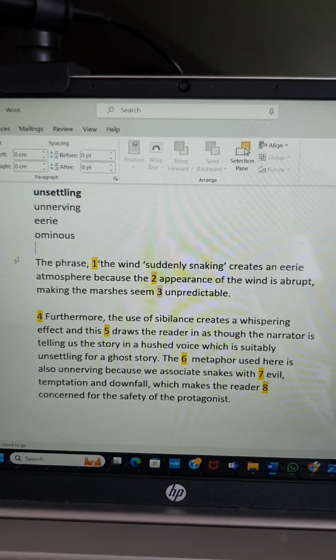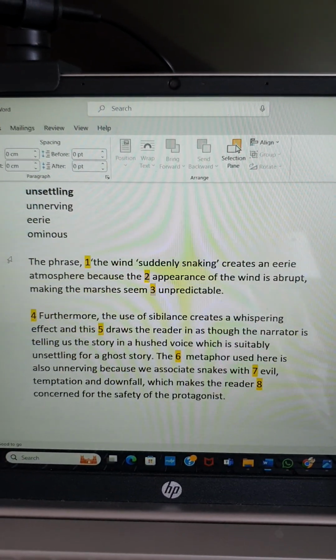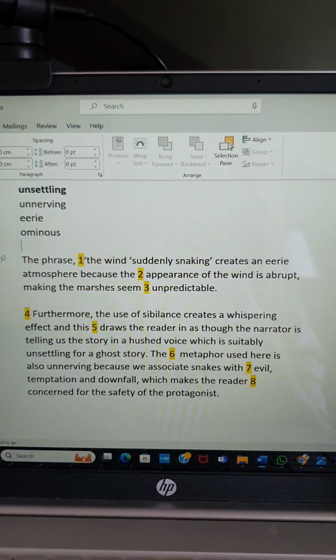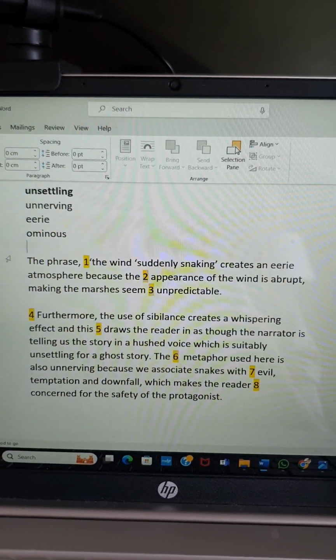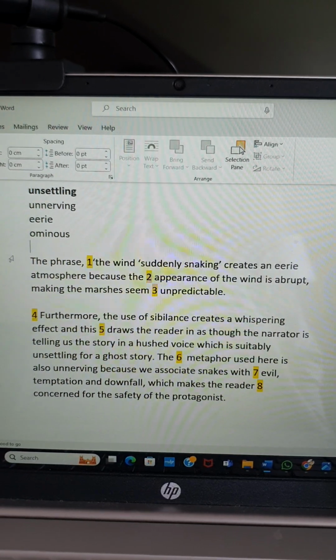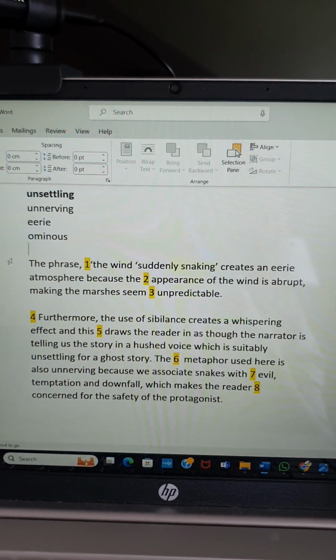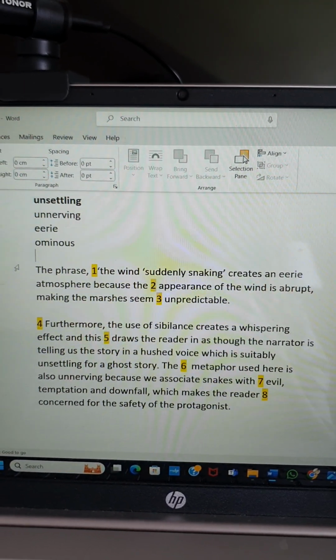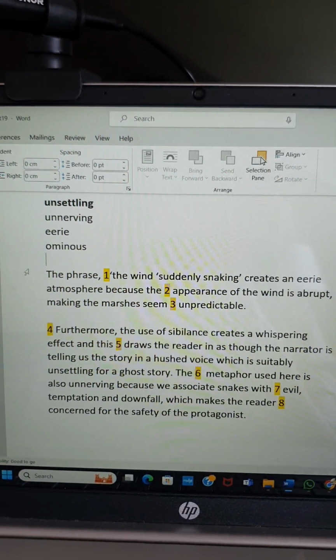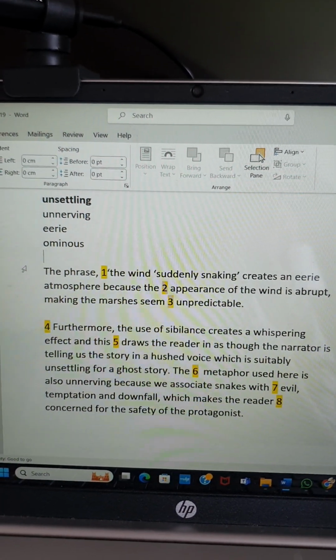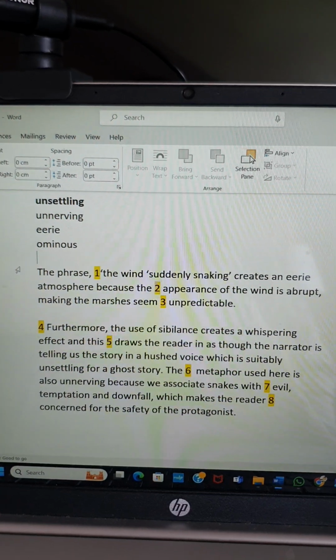You could, as we said, talk about the use of sibilants, the repetition of the letter S, and the whispering effect. And because this is a ghost story, that's highly significant because it draws the reader in and creates a very unsettling setting for the ghost story.